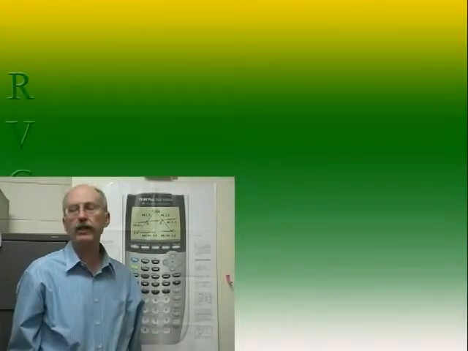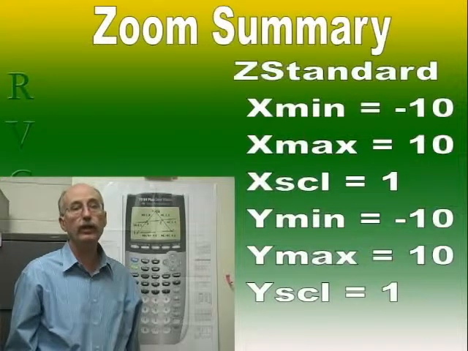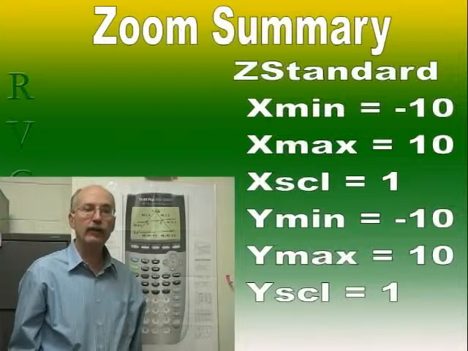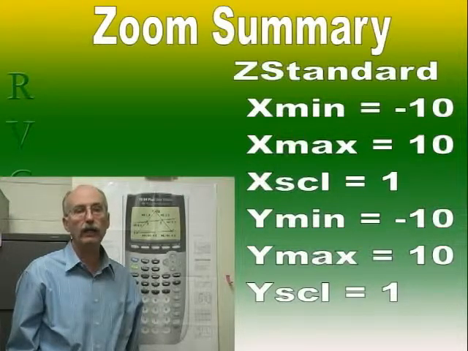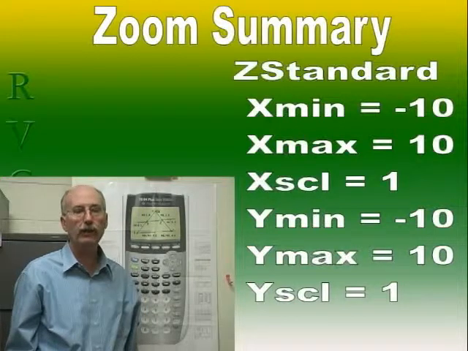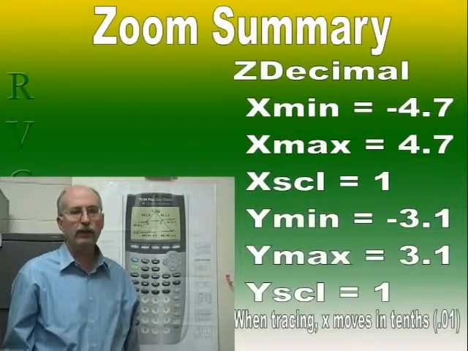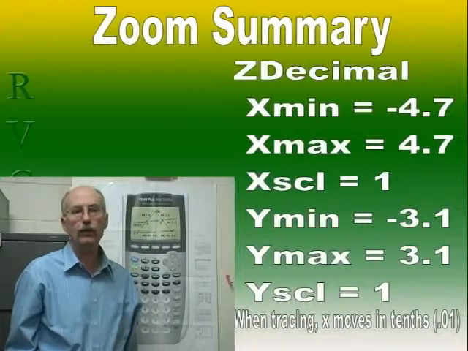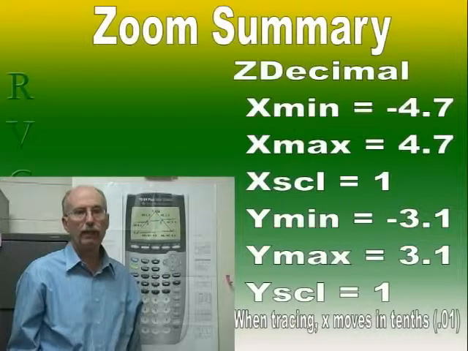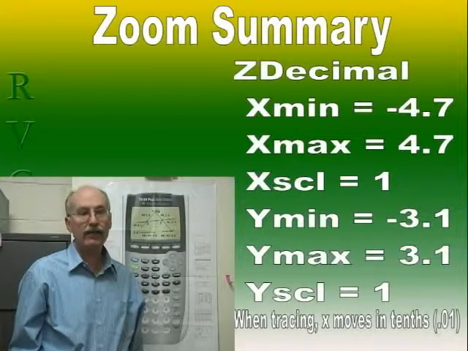Let's just briefly summarize some of the different zoom settings that we've seen. Z standard sets a standard window where the lowest value of x is -10, the highest value is +10, and the lowest value of y is -10, and the largest value is +10. And the tick marks are one apart. Z decimal sets a much tighter window, with x running from -4.7 to +4.7, and y running from -3.1 to +3.1. But the neat thing about Z decimal is that when you trace, the x moves along in tenths.